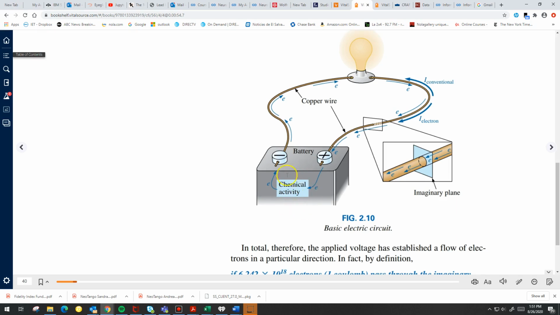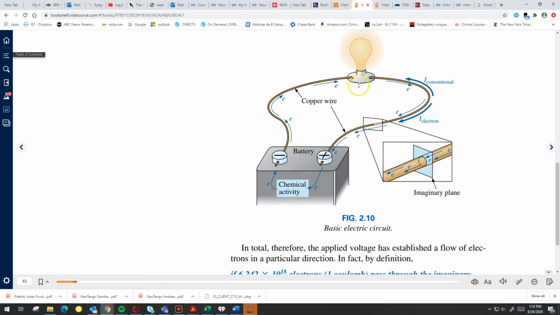So there's a chemical reaction happening inside this battery that's creating the push of those electrons, right? It's pushing the electrons out of one side of the battery, back to the other side of the battery. That continues until the battery dries out, correct? You're familiar with that.